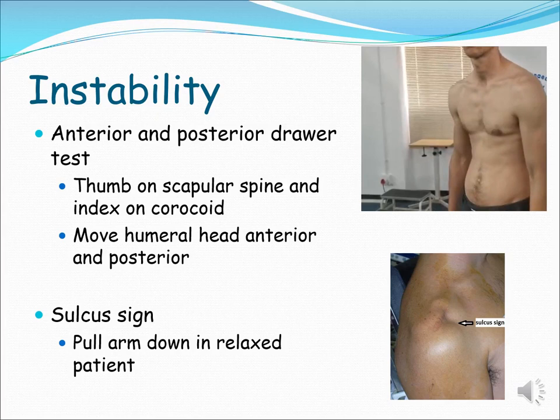The other sign is the sulcus sign when the arm is pulled down in a relaxed patient, and you can see the sulcus sign that appears beneath the acromion as the humeral head subluxes inferiorly.